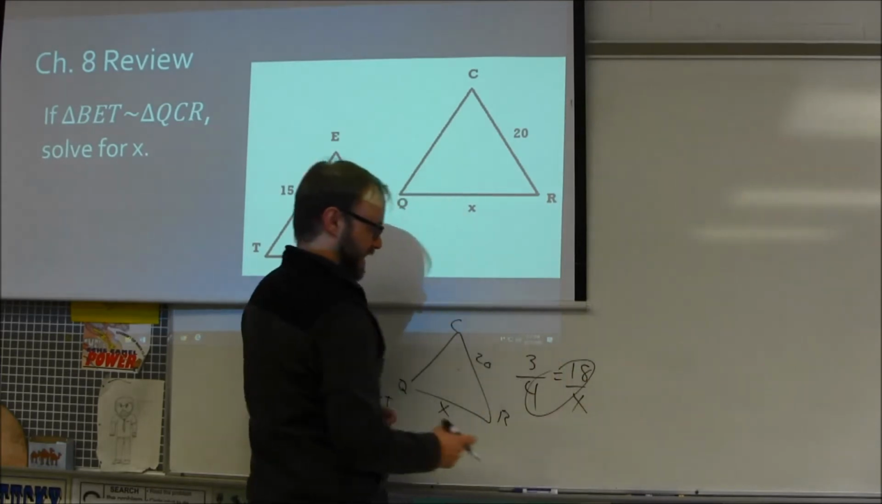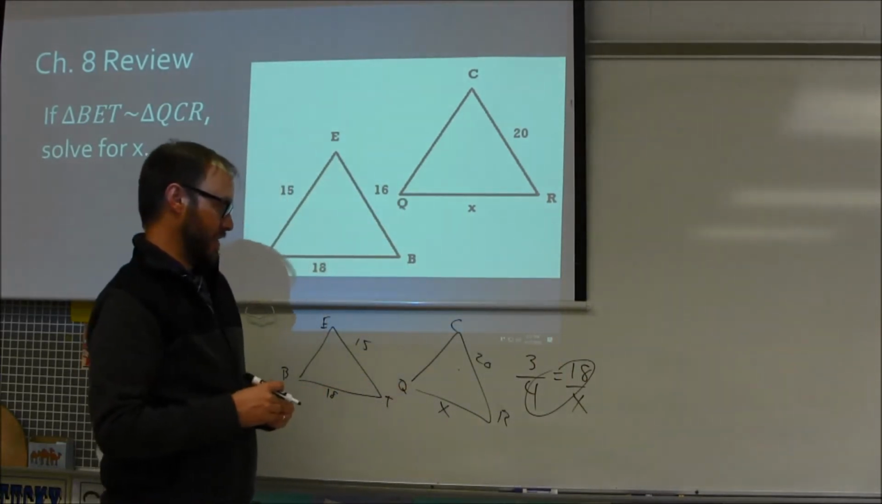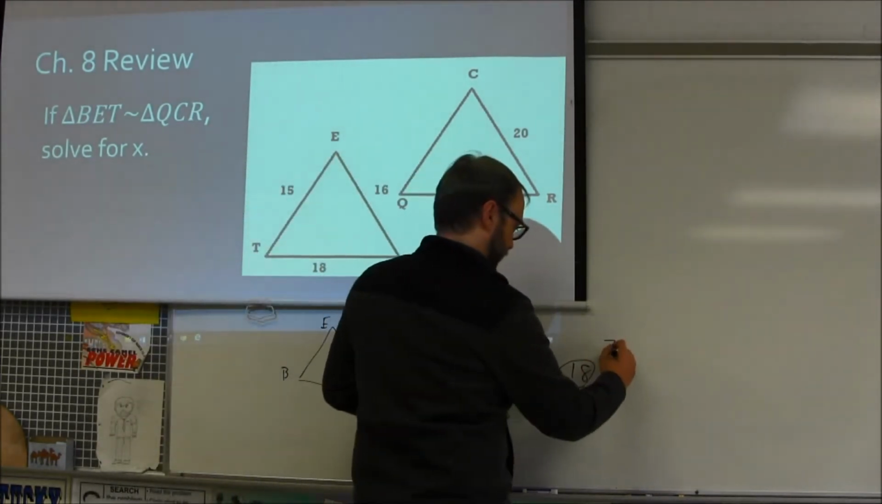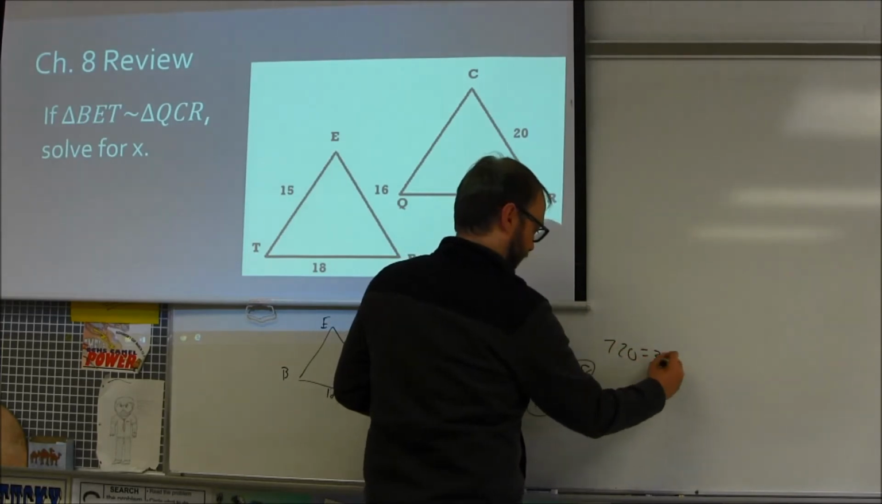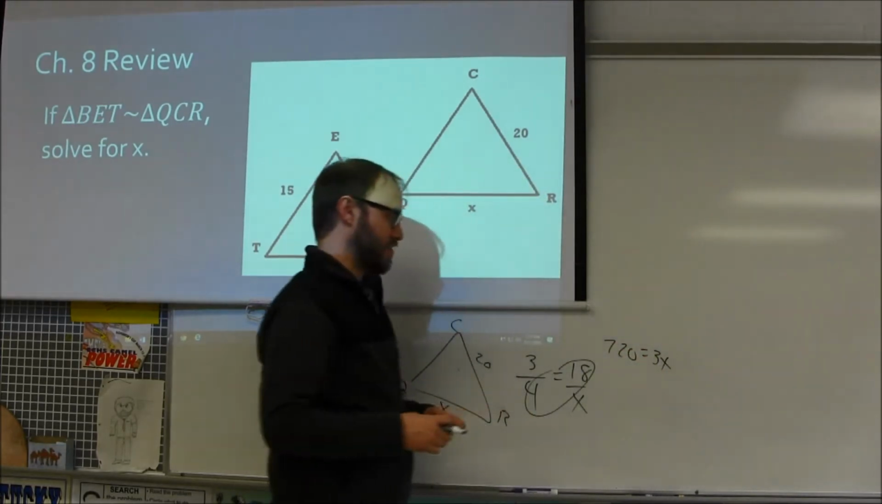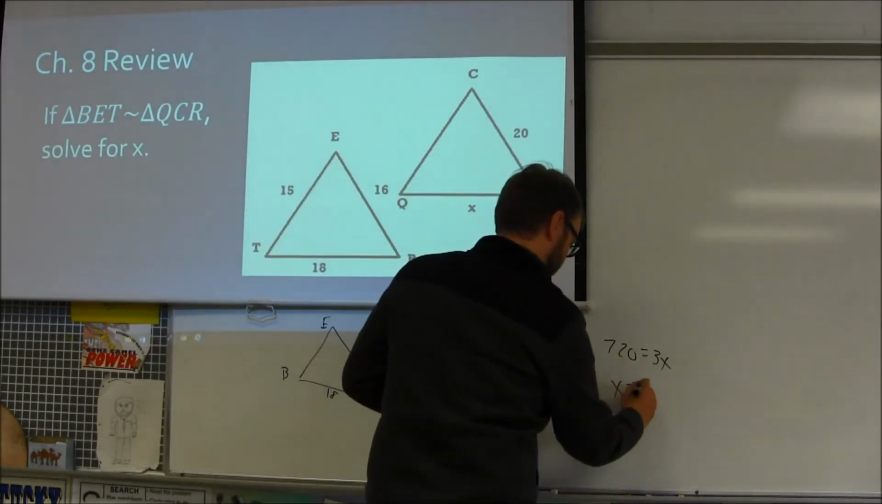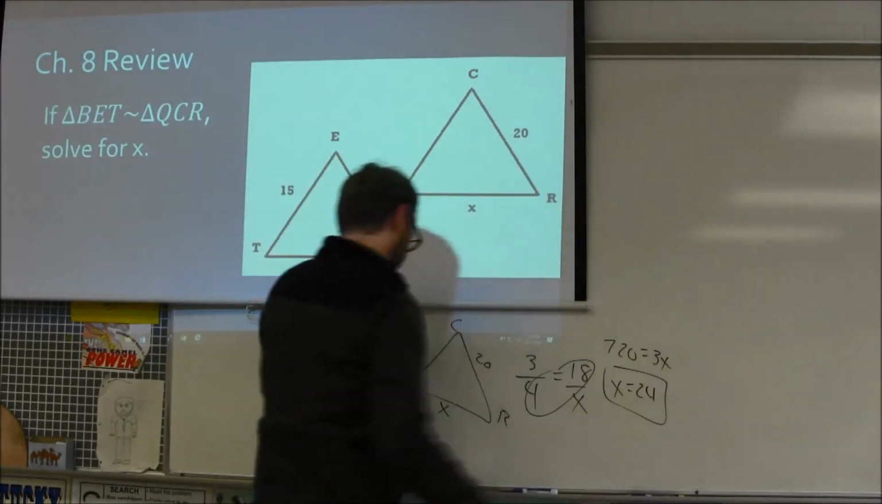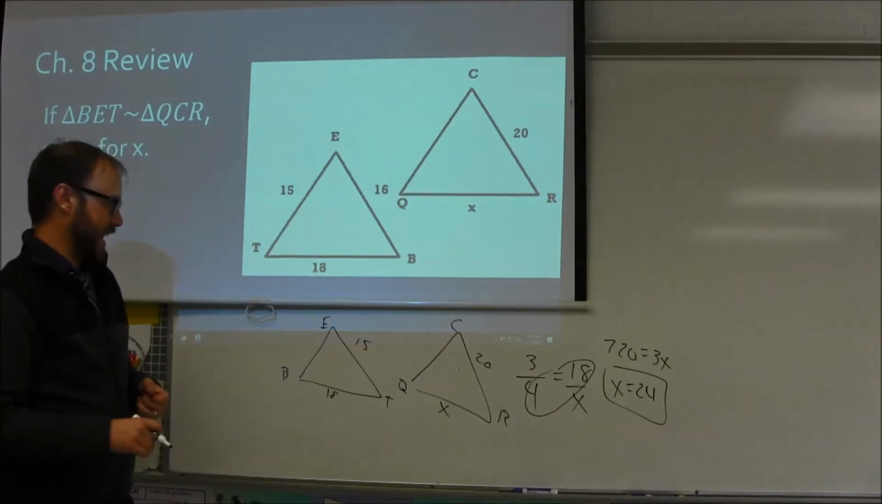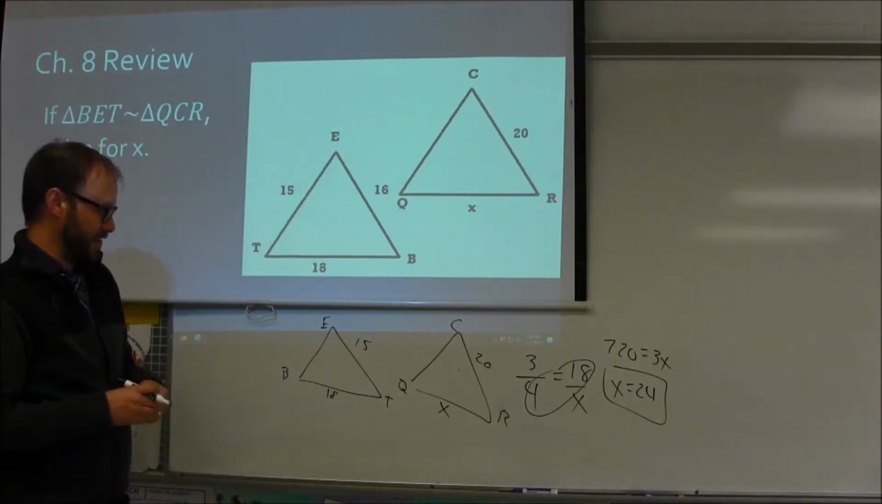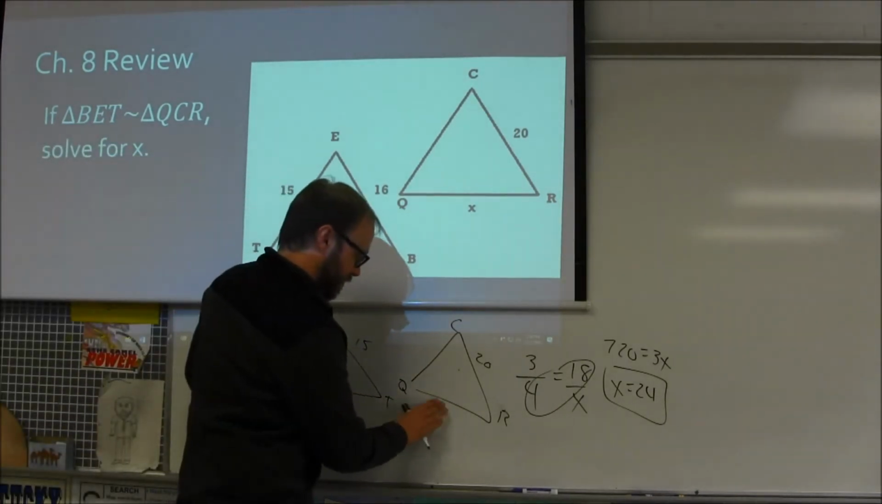4 times 18 is actually going to be 72, okay? 72 is going to be equal to 3x. And 72 divided by 3 is actually 24. So x is going to be equal to 24 here, and that's our missing side. And again, I think that can be very hard to see, although you can see some other patterns here.